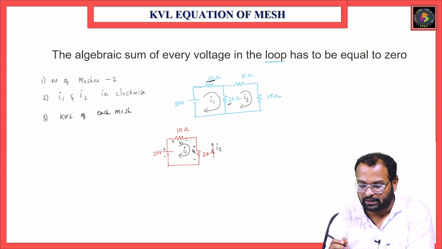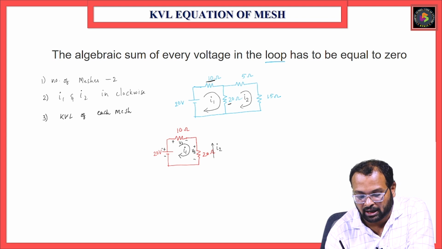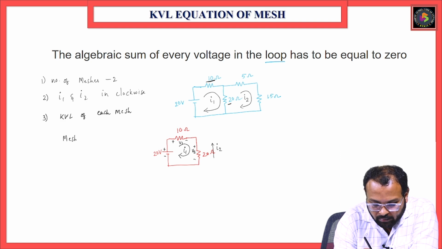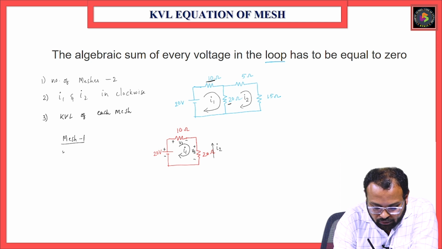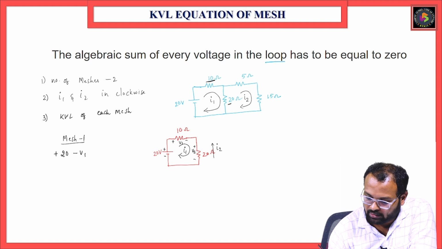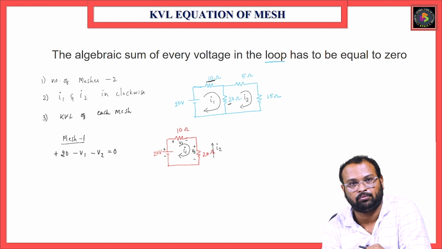Okay, now we will write the KVL equation. So KVL equation, tell me what is that one? Minus to plus according to our convention, it will become, for mesh 1, minus to plus, 20, plus 20. Here from plus to minus, that is minus V1. Here again from plus to minus, that is minus V2 is equal to 0.